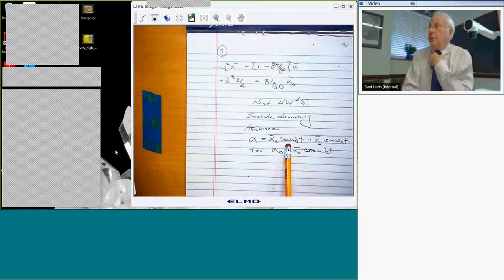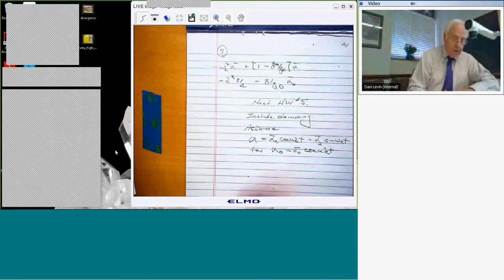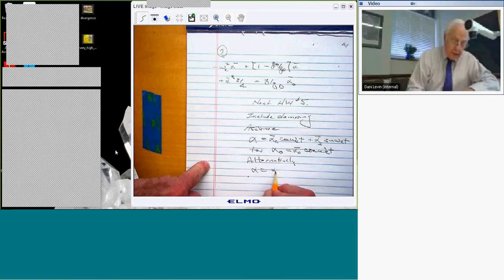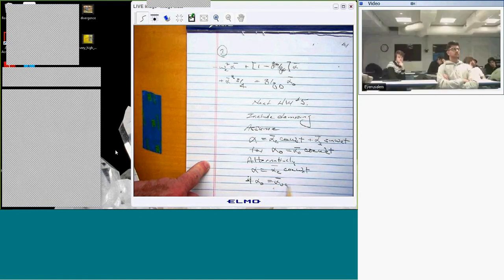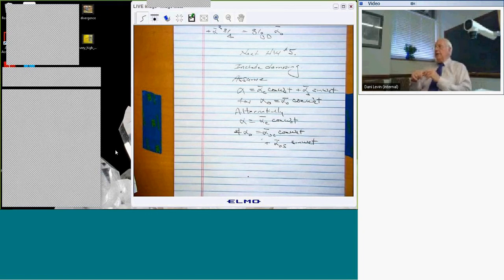And since you've got a lot more terms in the response than you do in the excitation, you might want to do that alternatively. You could let alpha equal alpha bar C cosine omega e t and alpha naught equal alpha naught C cosine omega e t plus alpha naught S sine omega e t. That probably makes the algebra a little more compact and efficient. You should get not the identical answer because the algebra is a little different, but you get an equivalent answer.